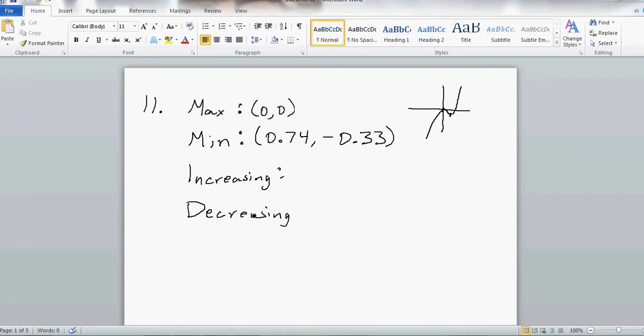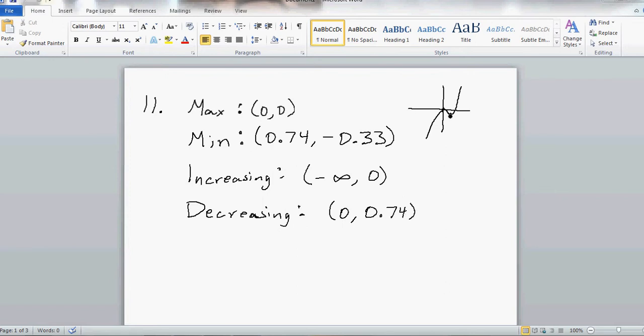So let's look at the graph. I'm increasing here, increasing, increasing, until I get to that point right there, then I turn around and start decreasing. So that means I'm increasing anywhere from negative infinity all the way up until this point right here, the x value, which is 0. And then I start decreasing. I start decreasing between 0 and what x value right here? That's the 0.74.